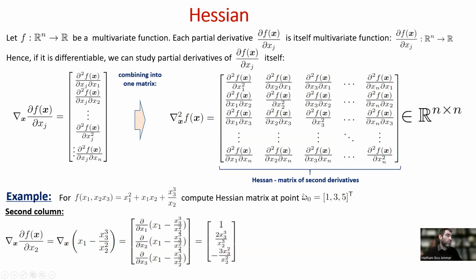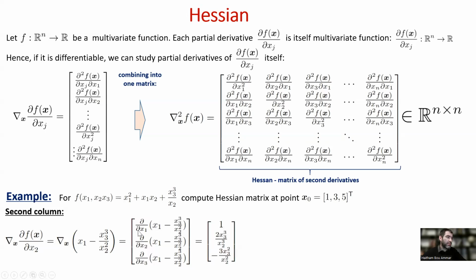But of course, when we go for the second column of the Hessian, we need to take a gradient of the second partial derivative of the function f. And we remember from our previous slides that the second partial derivative of function f is given by this expression, x1 minus x3 cubed divided by x2 squared. And for this, we already see that we will not see the same situation as for the first partial derivative, where it was actually a constant vector.